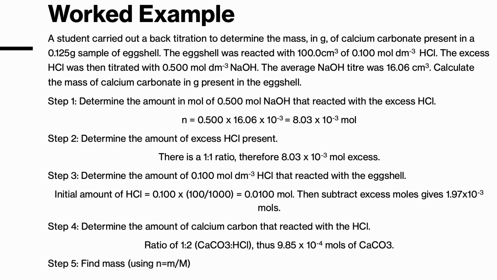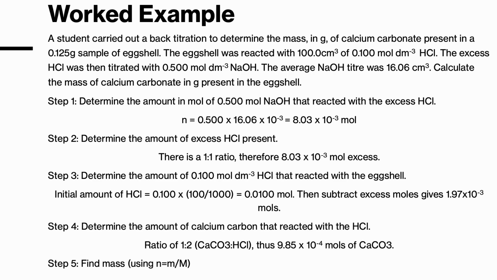The next step is to determine the excess HCl present, which, as there is a 1-to-1 ratio, means that there was 8.03 times 10 to the power of negative 3 moles in excess. Then we have to determine the amount of 0.1 moles per dm cubed HCl that reacted with the eggshell. The initial amount of HCl is given by 0.1 times 100 divided by 1,000, which gives us 0.01 moles. Then we subtract the excess moles from this, which gives us 1.97 times 10 to the power of negative 3.